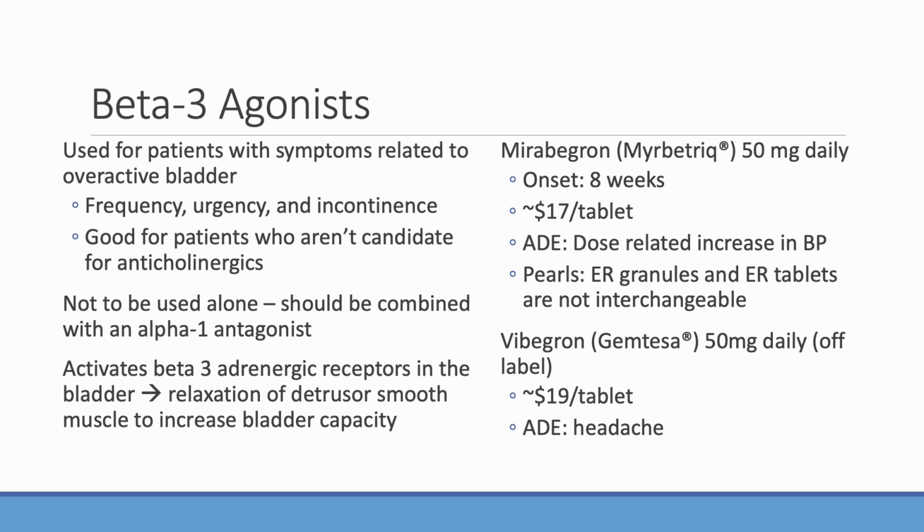So the example of this one is mirabegron or mirabetril. This one was also discussed in the incontinence lecture, so it may sound a little bit familiar. But the onset for this one is 8 weeks, so this one also takes a little bit of time to work. It's a little more expensive than some of the other agents that we've looked at today, so it's about $17 per tablet. The adverse events include hypertension that can be related to the dose, and then there are some extended release components, but the granules in the tablets are not interchangeable with that.